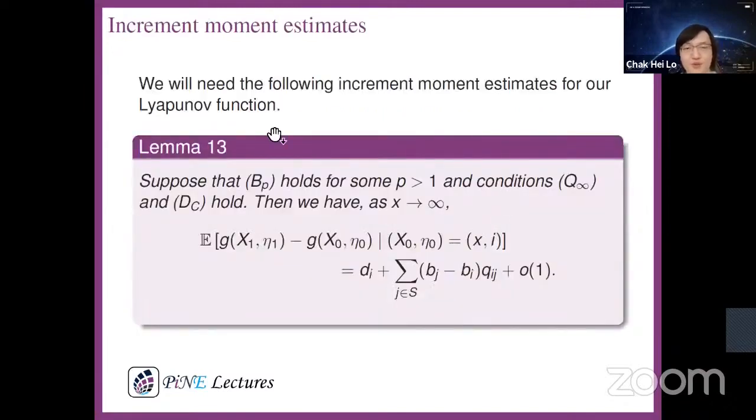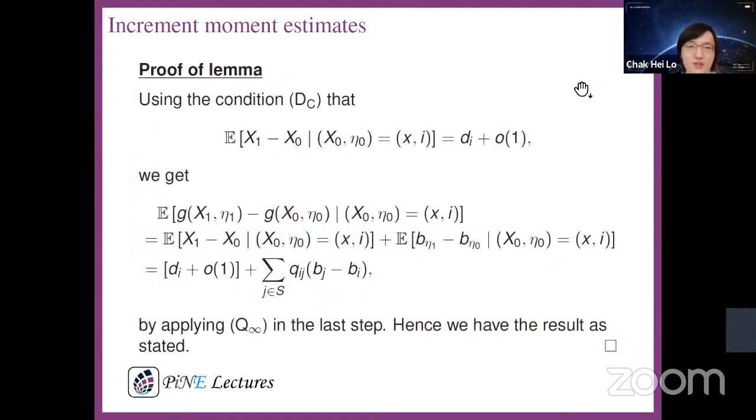Before going on, again, we want to calculate the increment moment estimate for our Lyapunov function. This is the quantity that we want to use in the theorem. Remember this expectation. We show that this equals this quantity. This is just a very simple calculation. By the constant drift condition, which says that mu_i equals d_i plus little o of one, we essentially have this by definition. Then we just plug in everything, because this is x plus b_i.